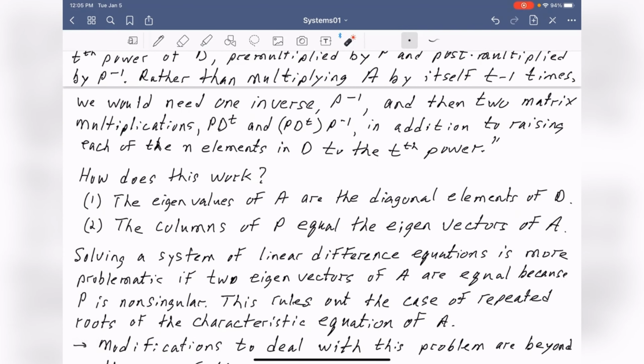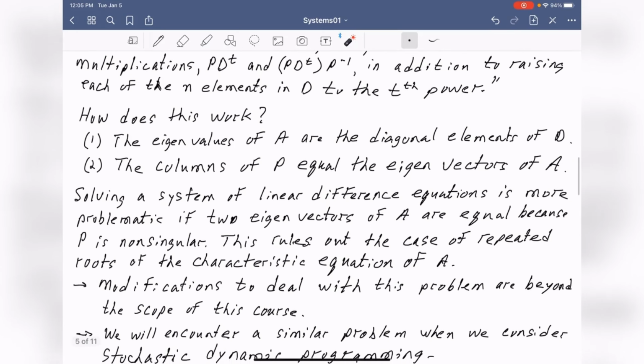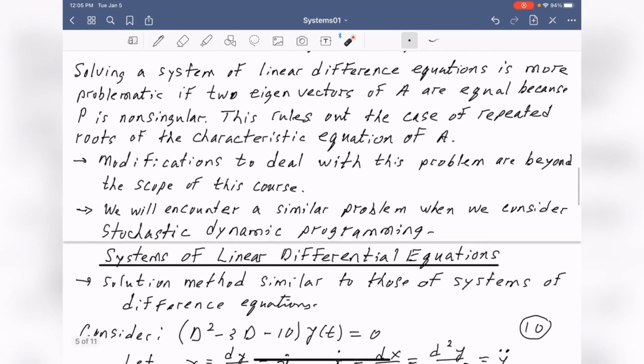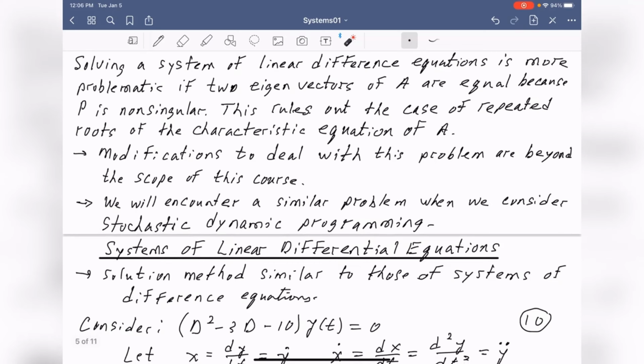Well, first off, the eigenvalues of A are the diagonal elements of D. So the eigenvalues of A are simply the diagonal elements of that D matrix. Then second, the columns of P are equal to the eigenvectors of A. So solving a system of linear difference equations is more problematic if two eigenvectors of A are equal, because P is non-singular. This rules out the case of repeated roots of the characteristic equation of A. Now, modifications are available to deal with this problem, but they're beyond the scope of this course.